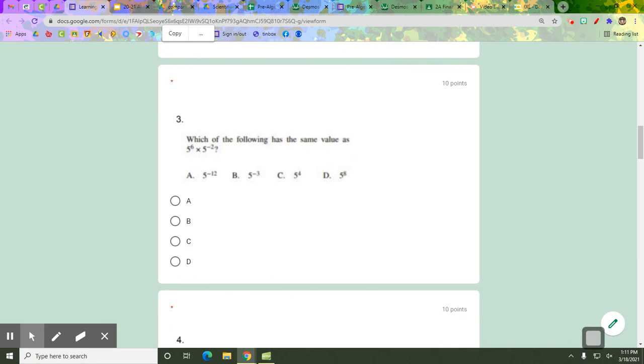Which of the following has the same value as? So if I had, these are multiplied, they have the same base. When they're multiplied with the same base, what rule are we using? Your exponent rule. What's the answer to the multiplication problem? Product. Product rule. What do you do with the product rule? It's over there on the board if you need help. That's right. Same base, keep the base, add the exponents.